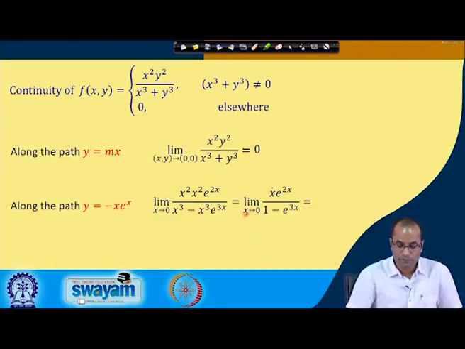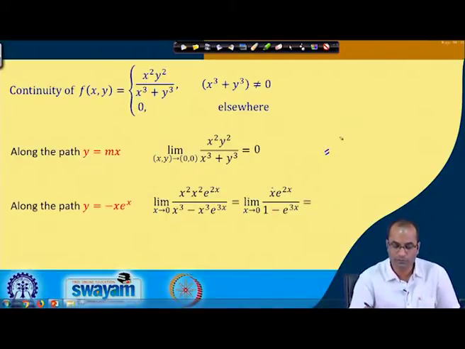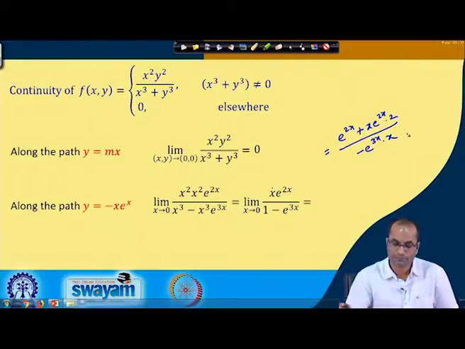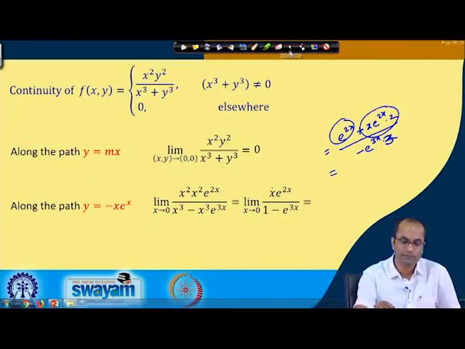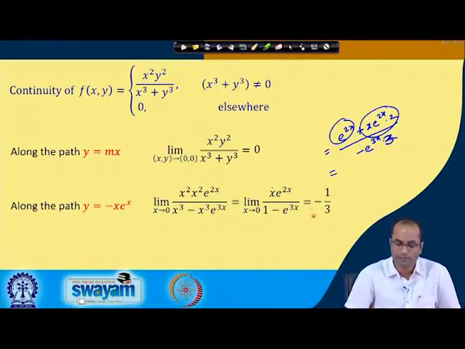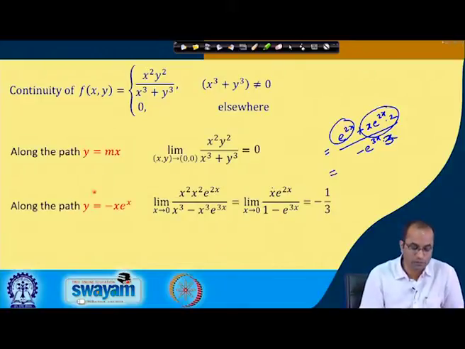So, what is the limit here? As x goes to 0, it is a 0 by 0 case, so we can use L'Hopital's rule. So, this limit will be equal to e power 2 x plus x times e power 2 x times 2, this is the differentiation, divided by minus e power 3 x into 3. When x goes to 0, we have 1 over minus 3. So, minus 1 over 3 is the limit of this function along this particular path.